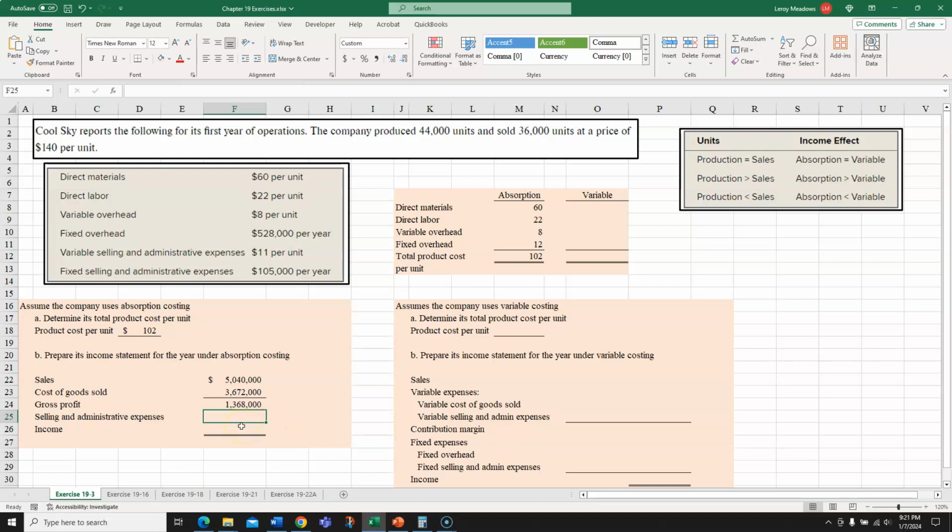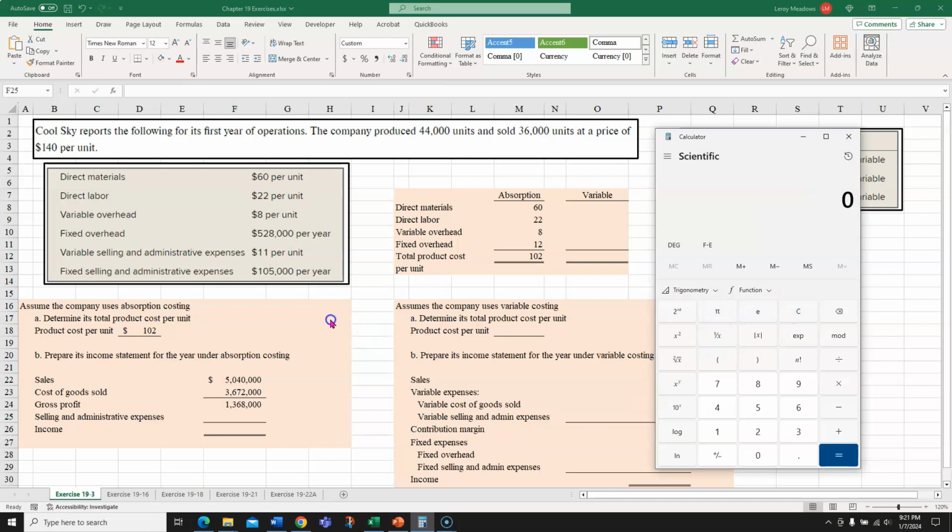Now on a traditional income statement, my selling and administrative expenses comprise what? Both variable and fixed selling and administrative expenses. So I'm going to combine the two for this one line item here. I'm going to compute my variable selling and administrative costs first. So I'm going to take my $11 variable cost per unit, and let me go back here. Let me put that in parentheses. I already have parentheses. Let me clear that out here.